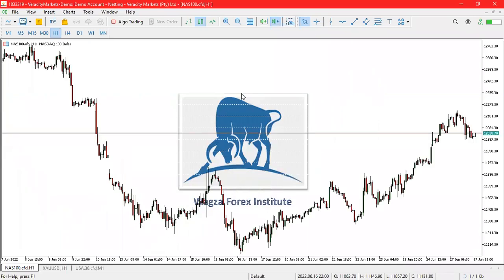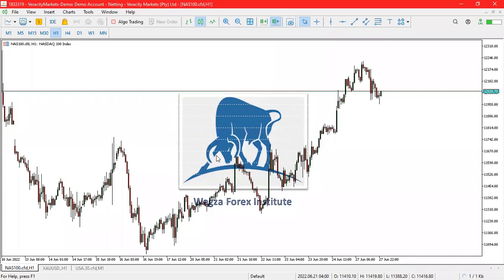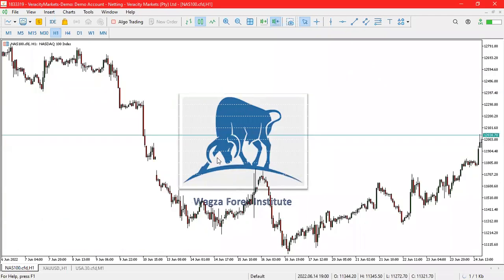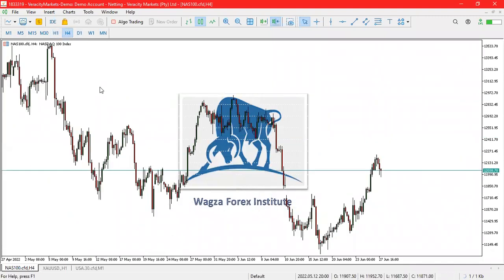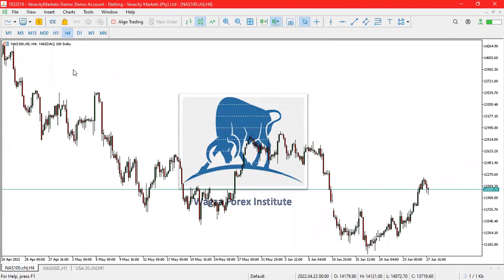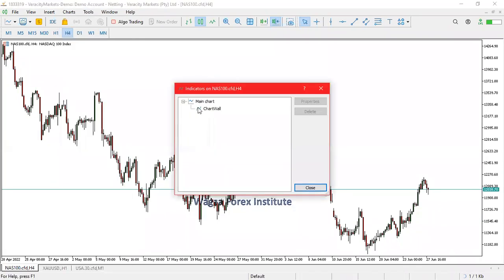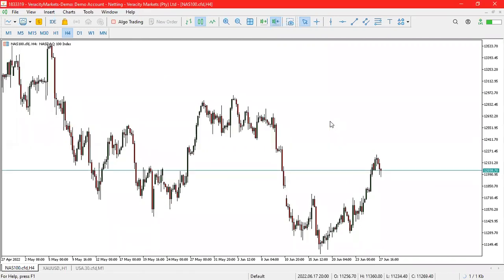This is the MT5 NASDAQ hourly chart, you can see here. Let's say, how do I want to trade this? I won't be showing you a certain strategy, I'll just be showing you what I would do if I wanted to trade. If we go to H4, let me remove these. So this is my chart, guys, my NASDAQ chart.